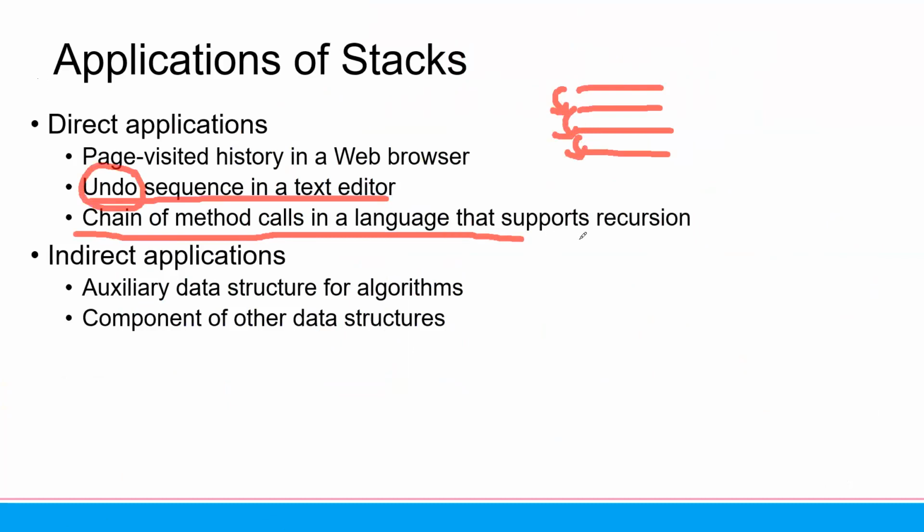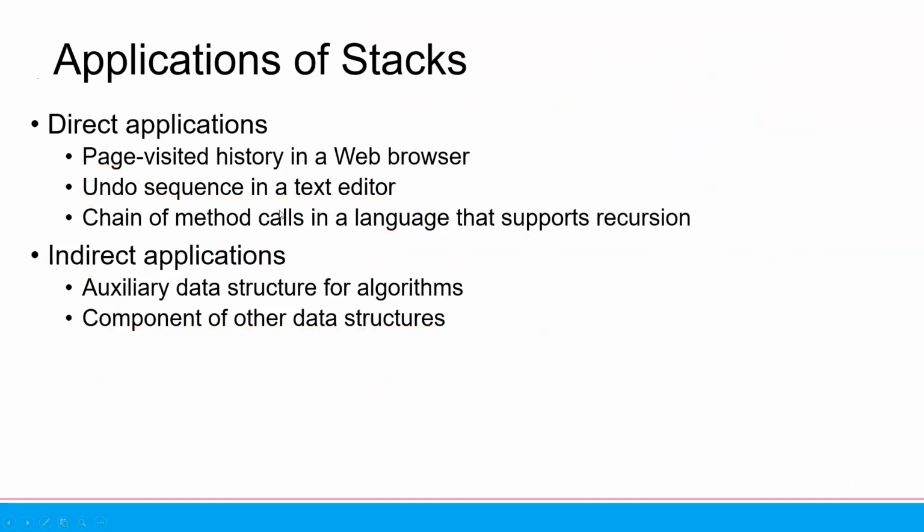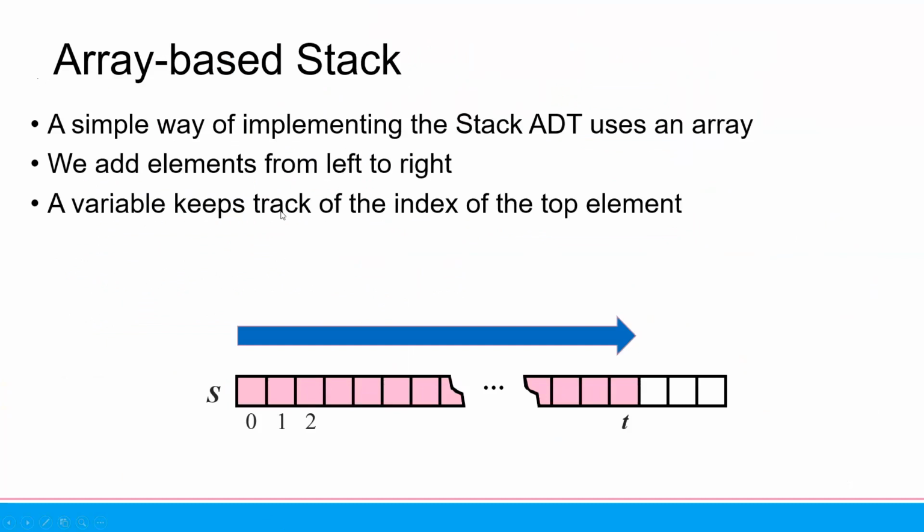Chain method calls in a language that supports recursion. So when you do recursion, you can also apply a stack for the recursion. The indirect application means you can use a stack for different kinds of data structures, or you can use a stack for different kinds of algorithms. And a stack is a component of other data structures.